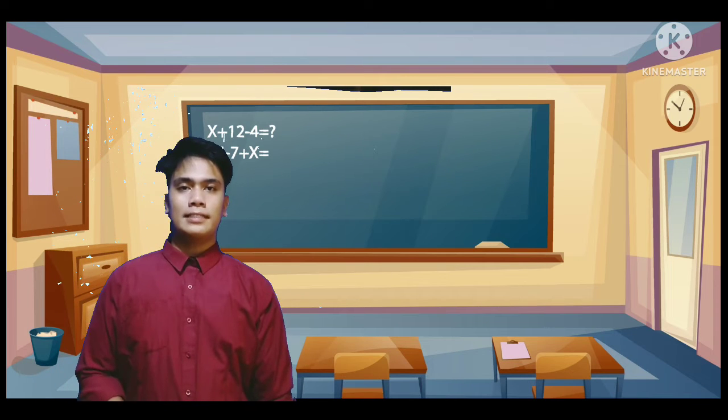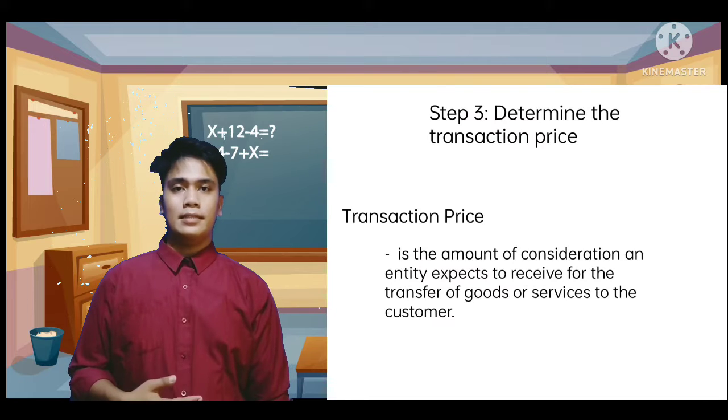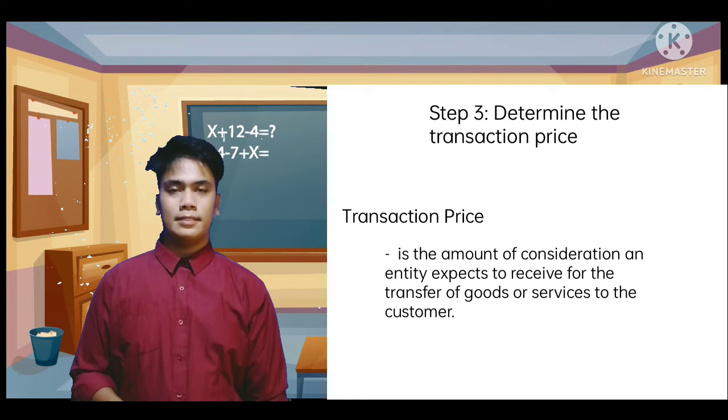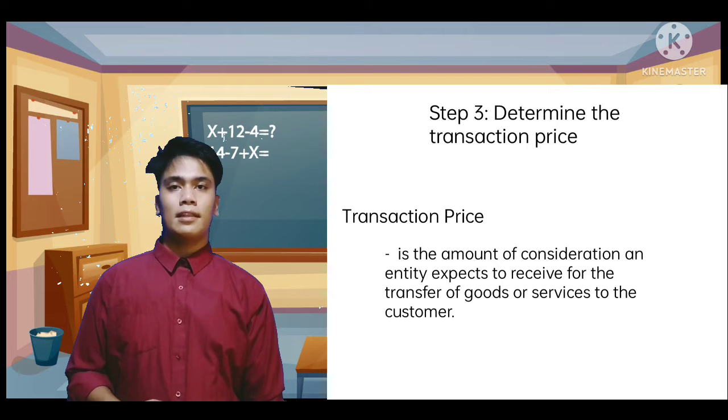Punta naman tayo sa Step 3. Step 3. Determine the transaction price. The entity determines the transaction price because this is the amount of which revenue will be measured. The consideration may include fixed amounts, variable amounts, or both.